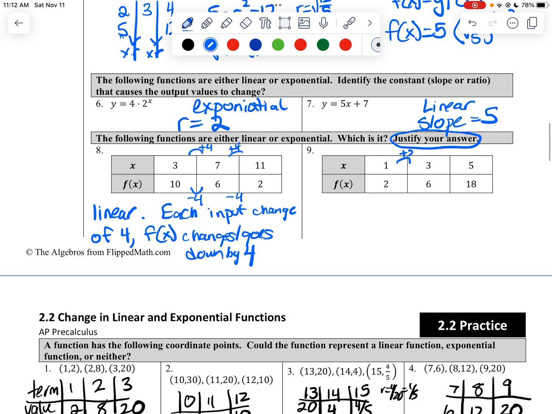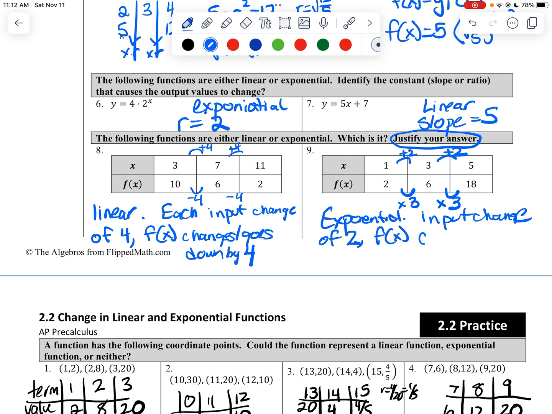So our next one, we have equal value inputs going up by 2. And what's happening here? Well, I bet we can visualize it, times 3 times 3, so you can tell that it's exponential. But that description, so an input change of 2, f of x changes proportionally by a common ratio of 3.